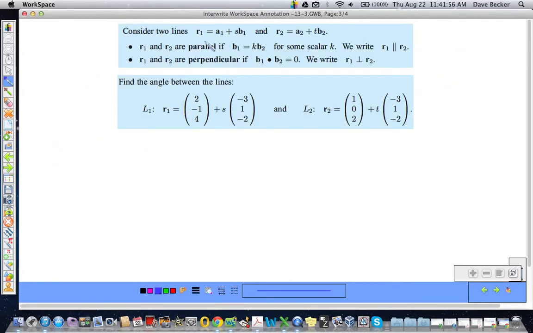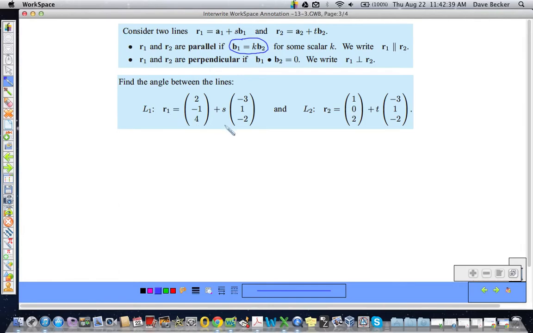If I have two lines R1 and R2, and they're parallel, then, we already know this, the directional vectors are multiples of one another, for some scalar k, for some real number. In other words, if I can take the vector b2, multiply it by some number k and get b1, then they're parallel vectors. And if these lines are perpendicular, then the dot product of their directional vectors is going to be equal to 0, and we say that the lines are perpendicular. So find the angle between these lines.